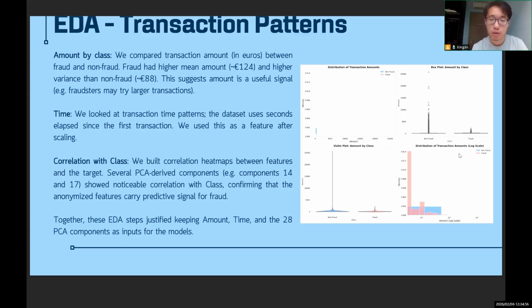We also built a correlation heat map between features and the target. Several PCA-derived components, such as components 14 and 17, showed a noticeable correlation with class, confirming that the features carry a predictive signal for fraud. Together, these EDA steps justified keeping amount, time, and the 28 PCA components as inputs for the models.